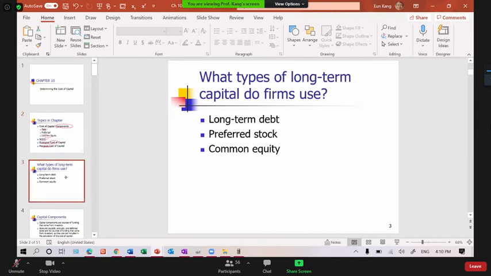So what types of long-term capital do companies use? Oh, by the way, today's quiz will start from 4:19, so only 9 minutes. So long-term debt, preferred stock, and common equity.